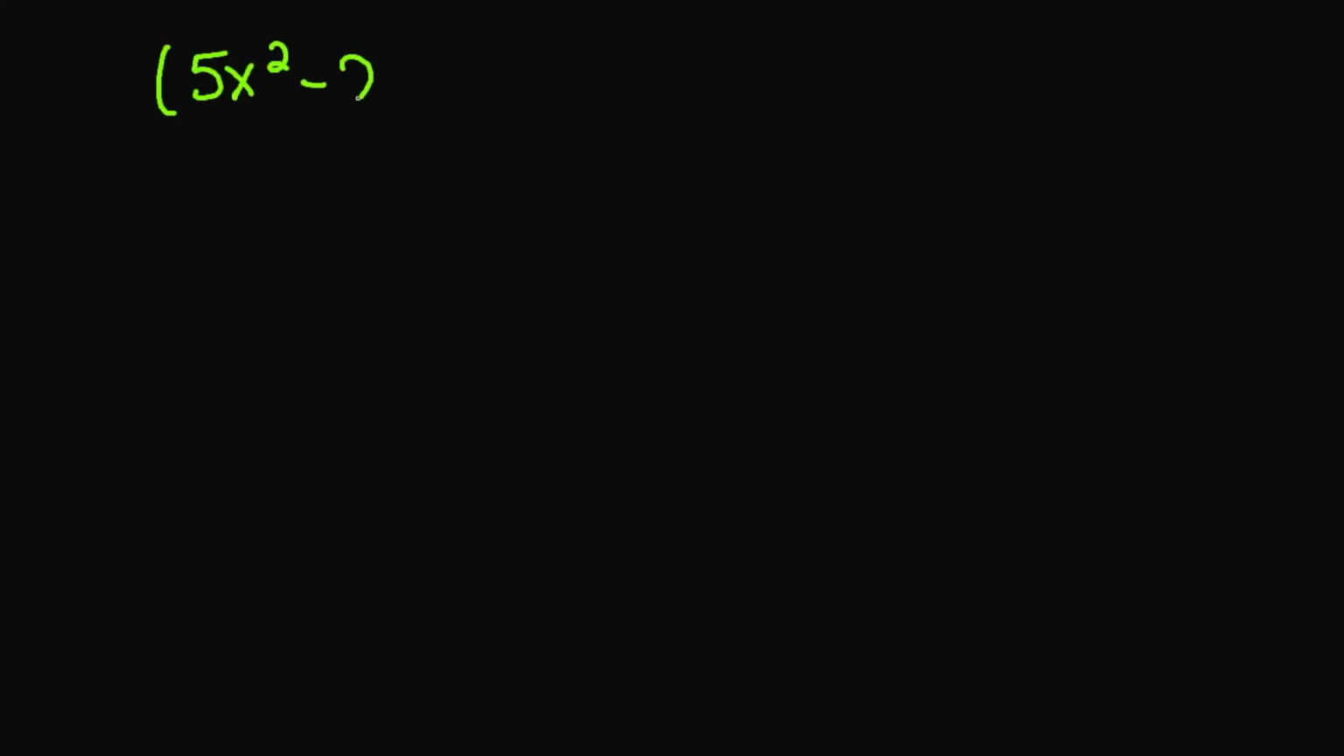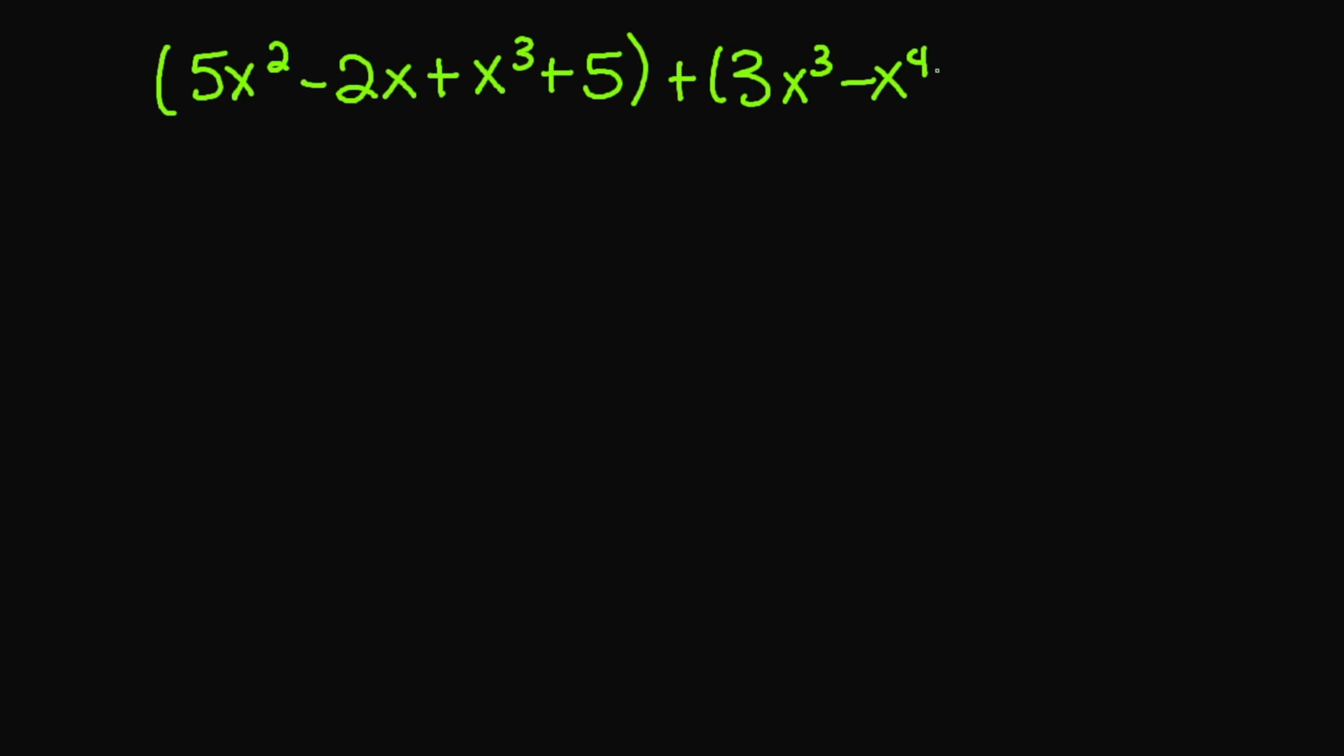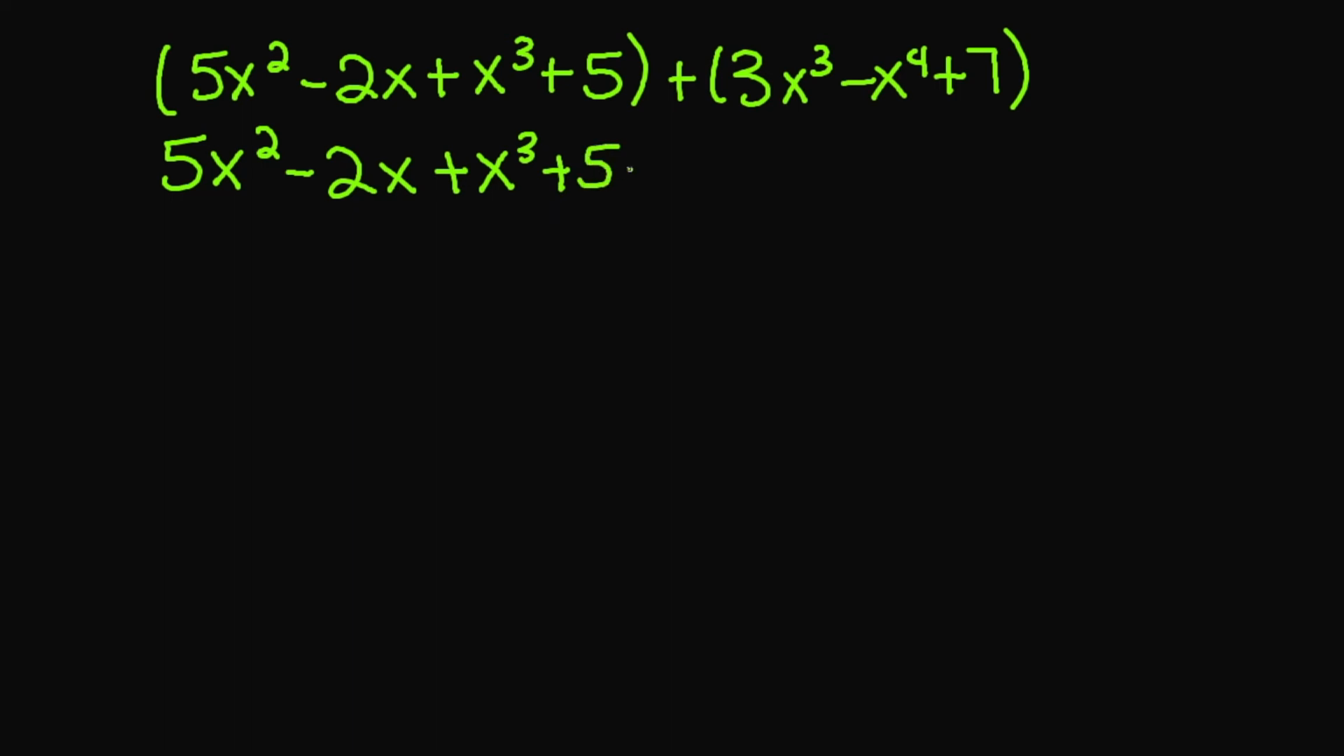5x squared minus 2x plus x cubed plus 5 plus 3x cubed minus x to the fourth plus 7. So let's clean this up a little bit. So we have 5x squared minus 2x plus x cubed plus 5 plus 3x cubed minus x to the fourth plus 7. I'm going to bring my like terms next to each other so that it is easier for us to add and subtract.